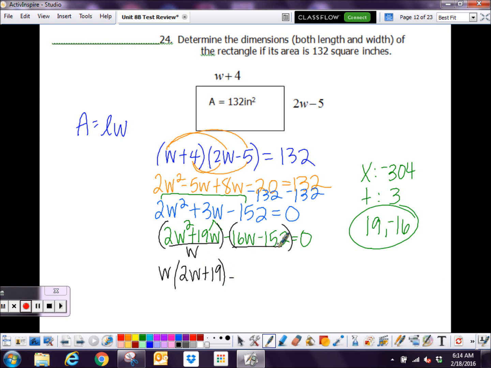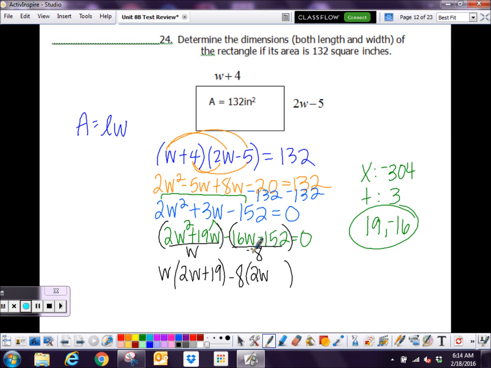My second group, this is going to take a little bit of trial and error, but I believe they both have an 8 in common. And here's how I know that. I know in my group I need to end up with 2w plus 19. So I've just kind of started there. So 8 goes into both of those, and that leaves me with 2w.